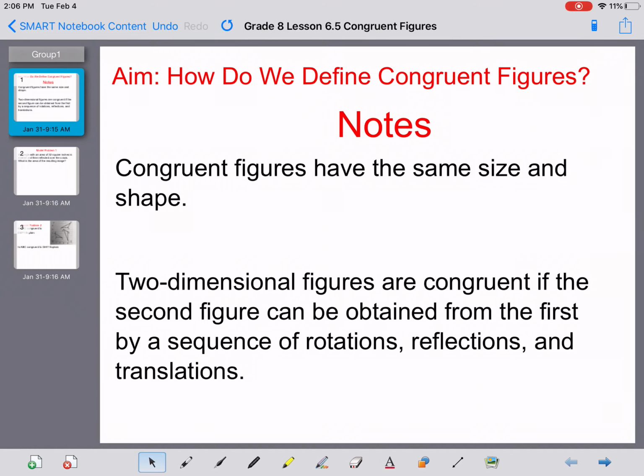Today's lesson is on how do we define congruent figures. Congruent figures have the same shape and the same size. Two-dimensional figures are congruent if the second figure can be obtained from the first by a sequence of rotations, reflections, and translations. Take a second to copy down those notes.